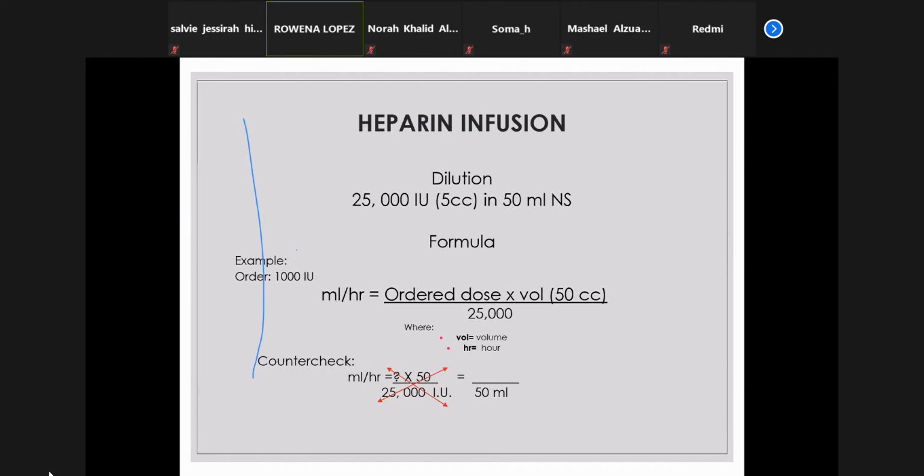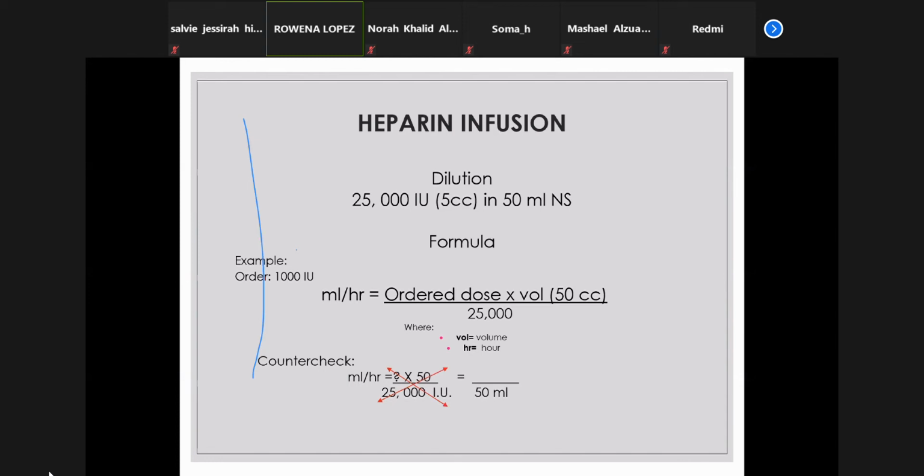So heparin is actually very basic for all the health institutions. Okay, this is an anticoagulant medication. So we usually have 25,000 international units, which is 5 cc or 5 ml, in 50 ml. So 5 plus 45, so a total of 50.